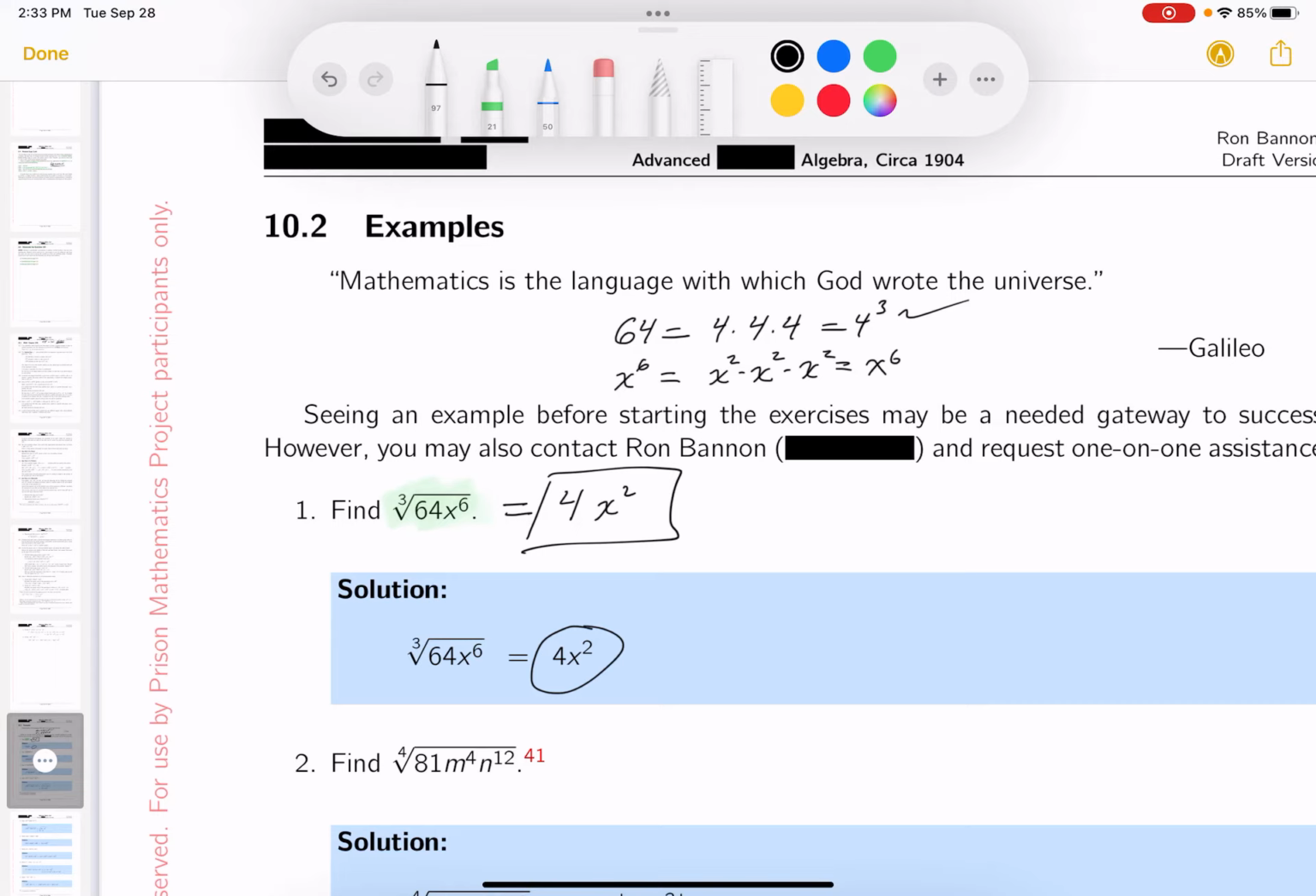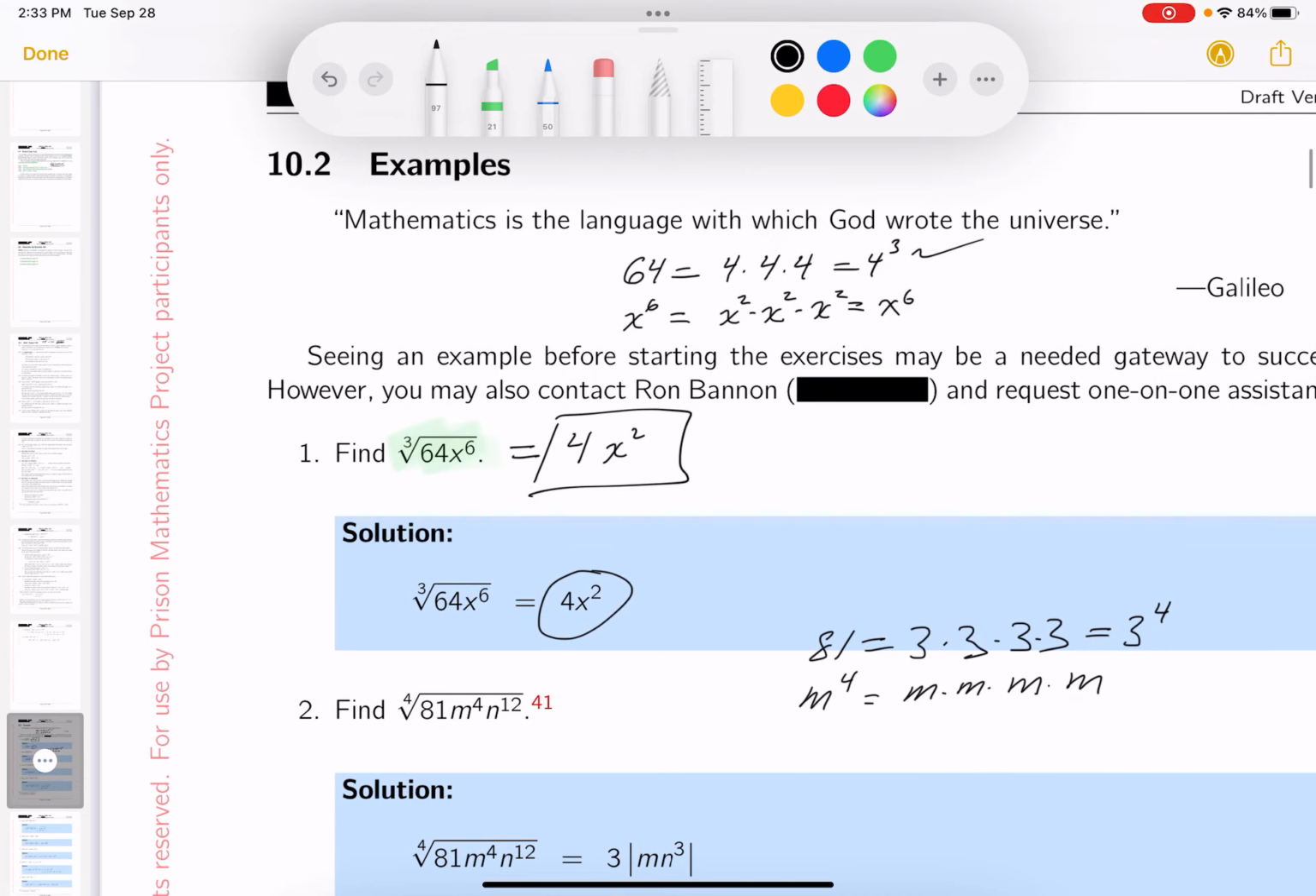So my deal about this one over here, and I'll write this one down for you. If I thought about 81, and I'm looking for a perfect fourth, I'm going to say 3 times 3 times 3 times 3 is 81, and that's really the fourth power. All right? Then if you look at m^4, well, that looks pretty simple to me. It's just simply m times m times m times m, and that would be m^4. That's not a problem. If I looked at n^12, I'm going to say n cubed times n cubed times n cubed times n cubed.